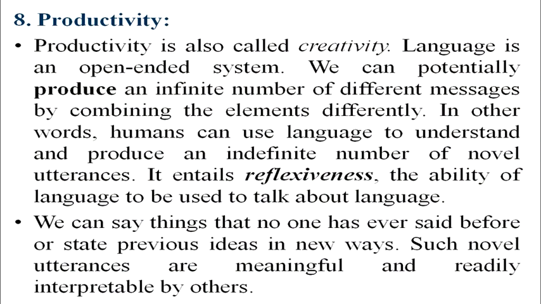The next feature is productivity. This is also known as creativity. Language is an open-ended system. It is not a closed system like the communication system of animals. Some chimpanzees and gibbons can make 40 or 50 types of sounds. Dogs can make 13 or 14 types of sounds, but in human language it is open-ended.